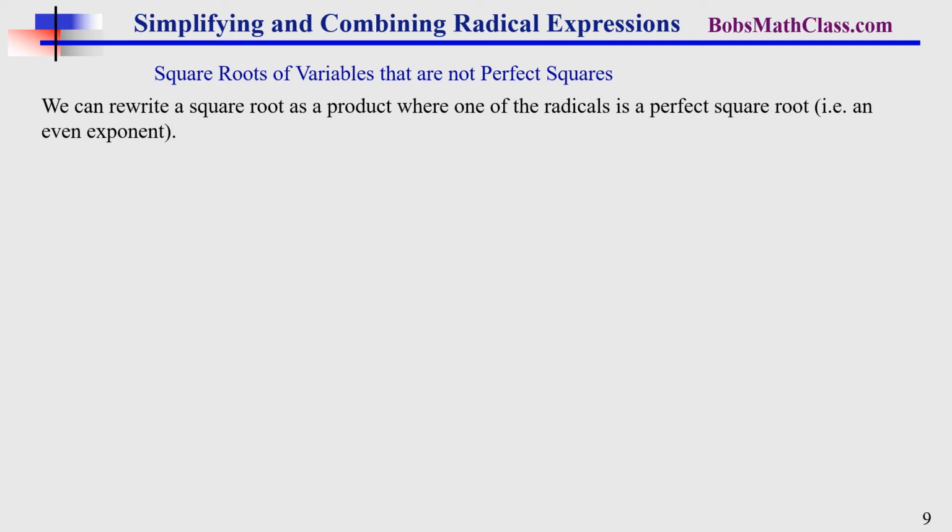Okay, those are perfect squares, but what about when they're not perfect squares? Well, we could still write it as a product where one of them is a perfect square root, the largest perfect square root. Here's a couple of examples. Square root of x to the fifth. We could separate it as the square root of x to the fourth times the square root of x. The square root of x to the fourth is x squared, and the square root of x just stays the square root of x.